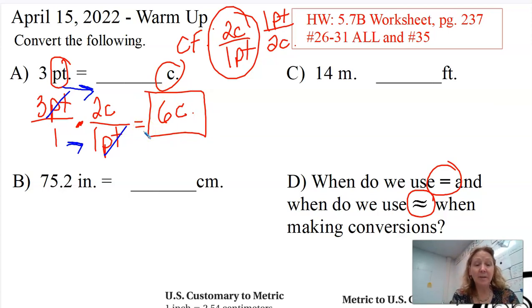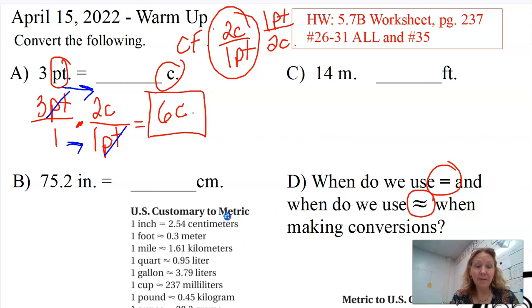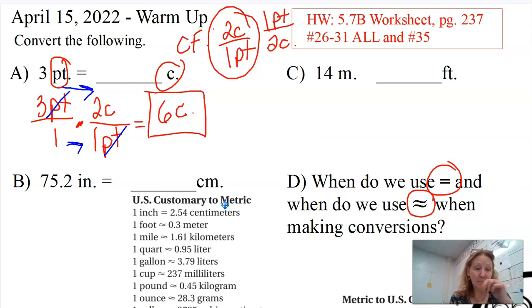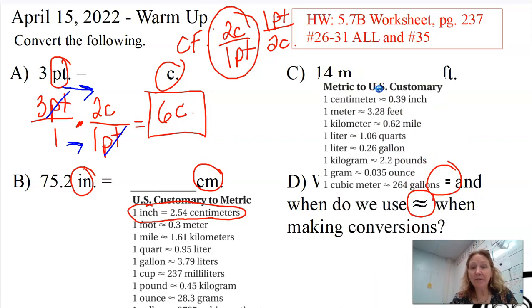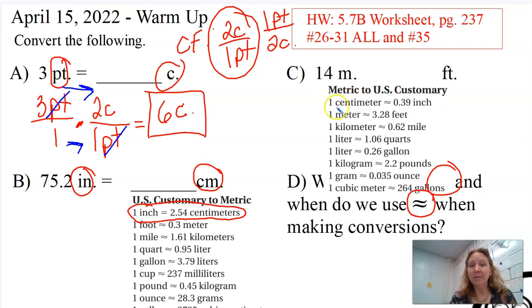Okay, so try the other ones on your own. I'm just going to go ahead and put the U.S. customary to metric up here, because you're going to notice that you're changing inches to centimeters. So these are the units that you're going to want to look at. And then when it comes to C, you're doing meters to feet, which is metric to customary. So here is your meters to feet.